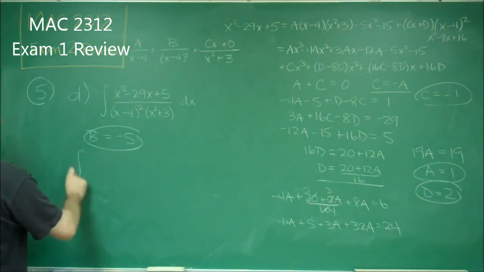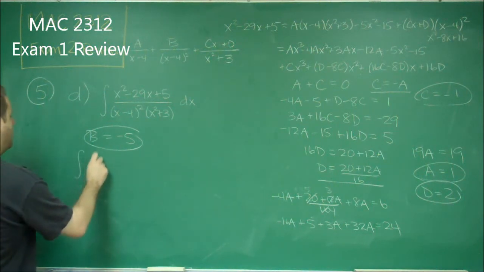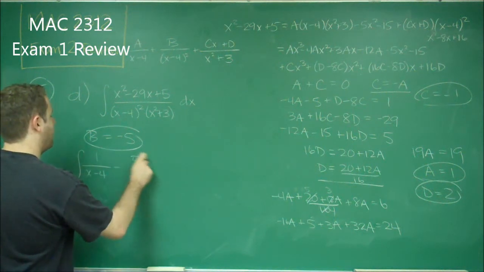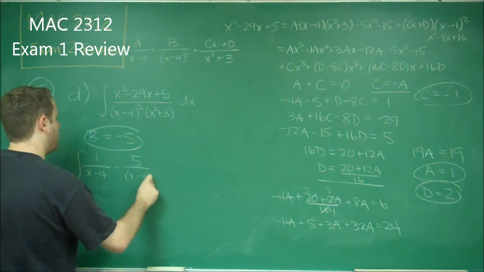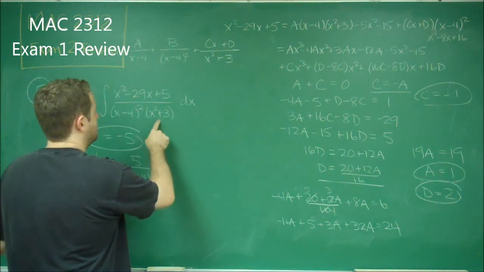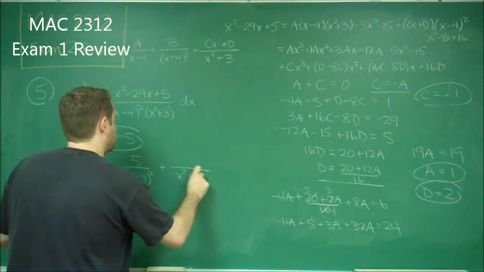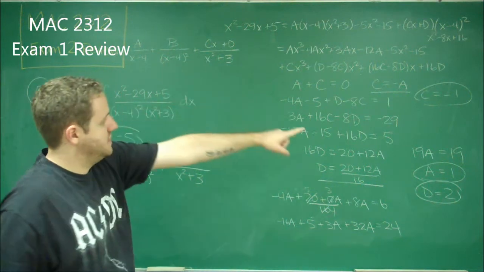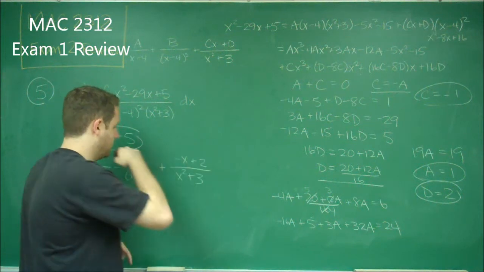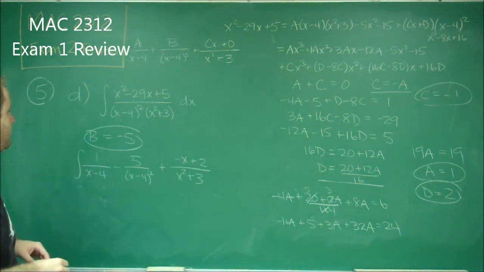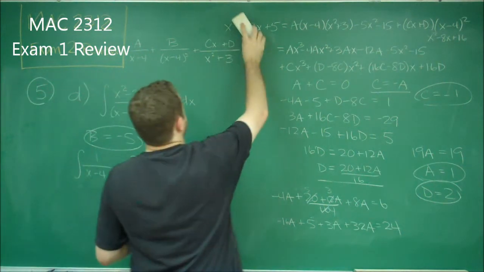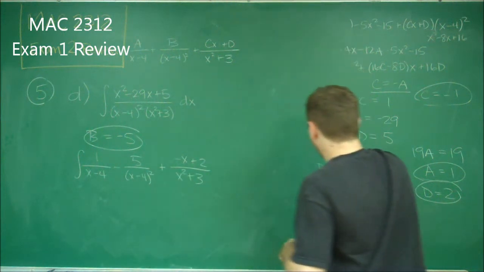So our integral becomes a over x minus 4, minus 5 over (x minus 4) squared, that was our b, plus, so what's going on top of the x squared plus 3 is we have cx plus d. Our c was negative 1, so we get negative x, and our d was 2. Okay, so we have a bunch of integrals here to evaluate. So I'm going to erase this side of the board to evaluate our integral now.